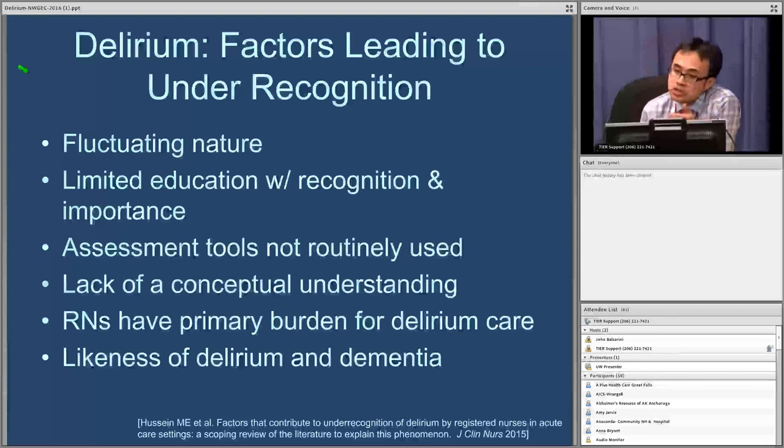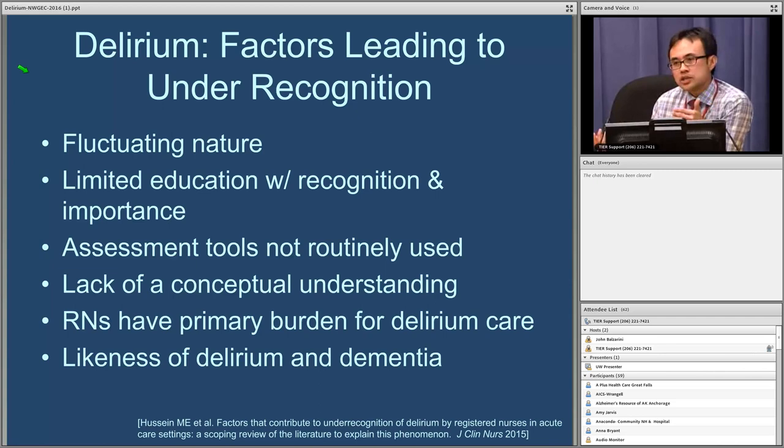And then there's also limited education on the importance of why delirium should be recognized. More importantly, which we'll talk about later, there are standardized assessment tools, but these aren't routinely used unless it's a system-level approach. And then lastly, there's a lack of conceptual understanding. Well, what is the cause of delirium?